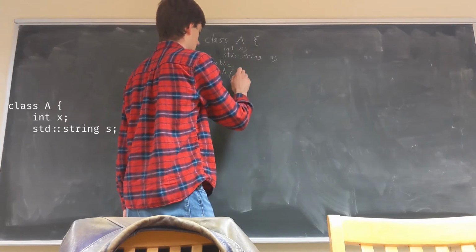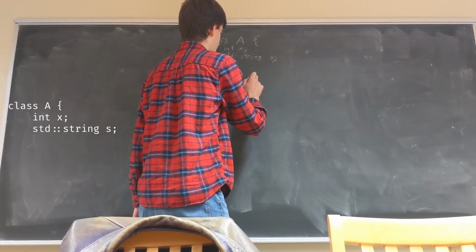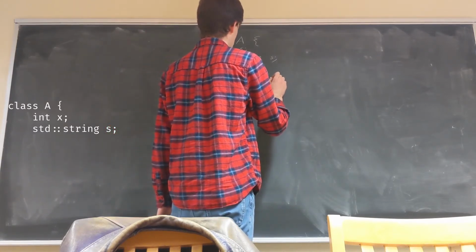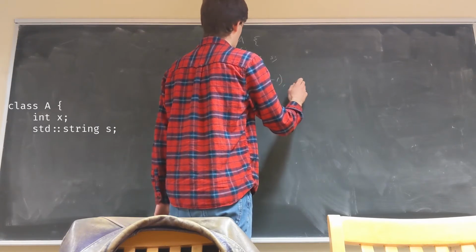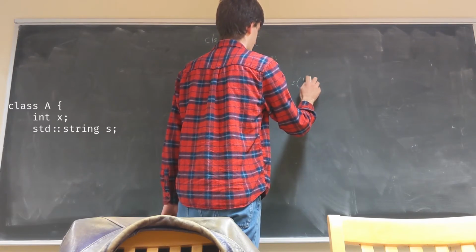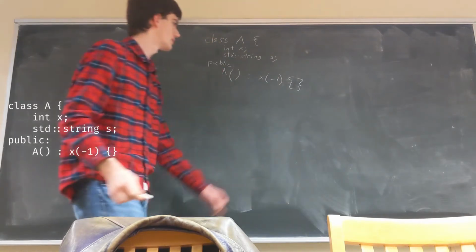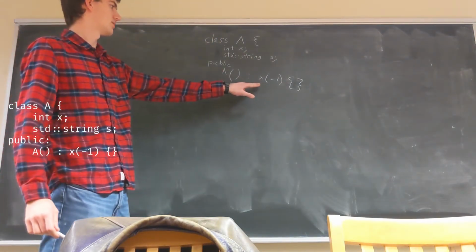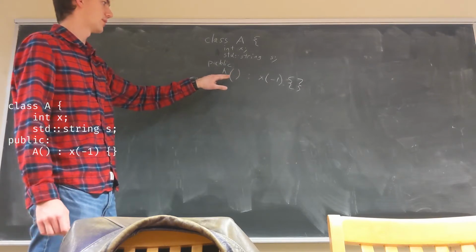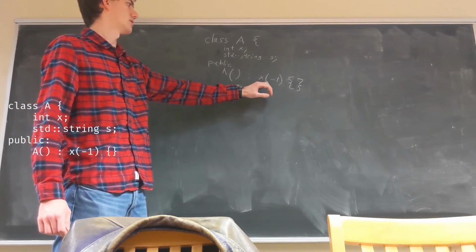So let's create a constructor. Let's make it the default constructor. Let's say x defaults to -1 and s, let's just omit s this time. Okay. So what we've done here is we've said, when the default constructor, being the constructor with no parameters, is invoked, we initialize x to -1.